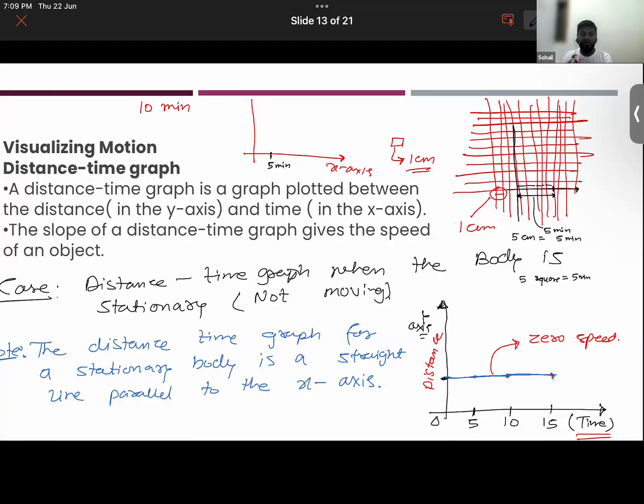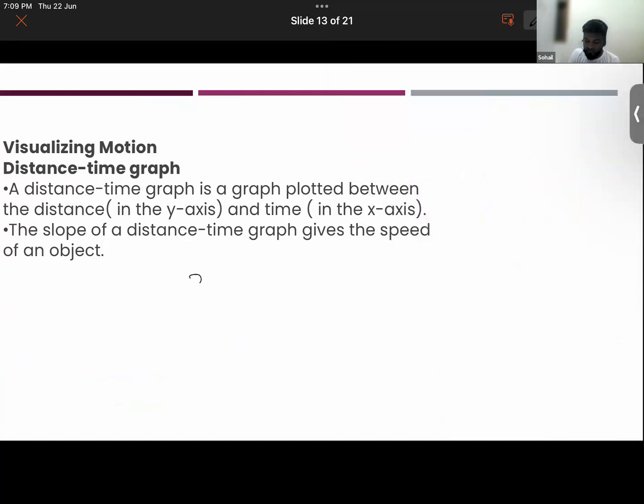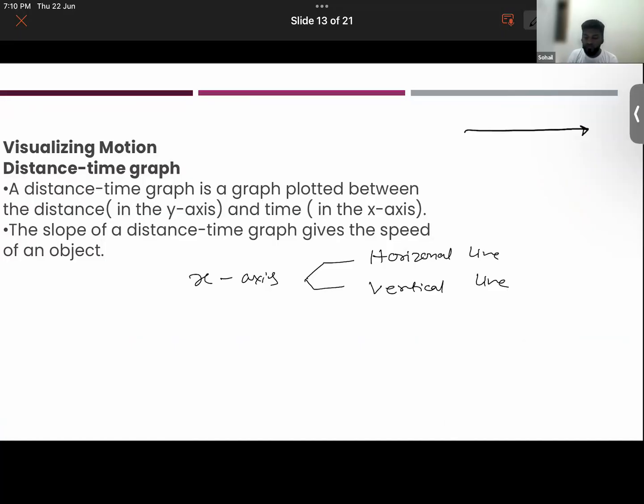We should always draw a horizontal line OX on the graph paper to represent the x-axis. So suppose you are required to represent the x-axis. Which line will you take, horizontal or vertical? You will take the horizontal line. The horizontal line is the line which is parallel to the ground. So this line will be used to represent the x-axis. Remember this thing.